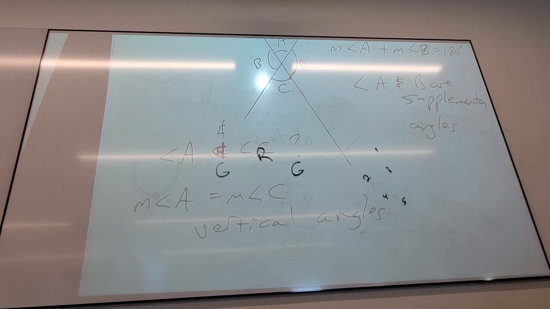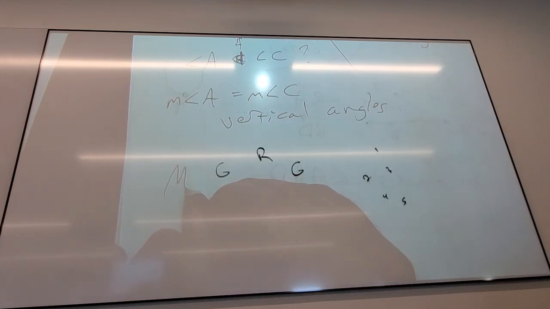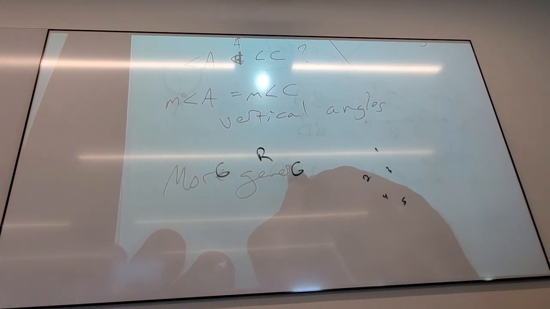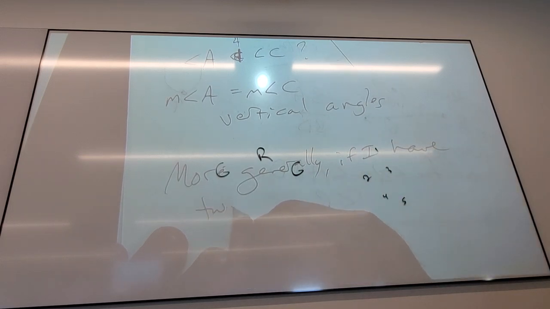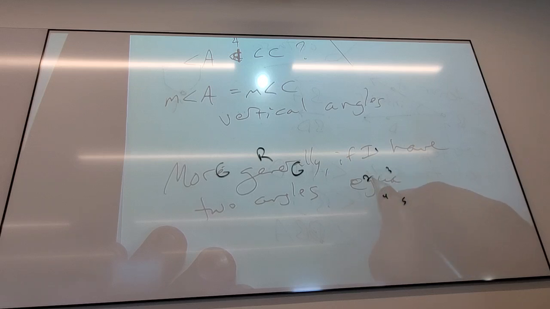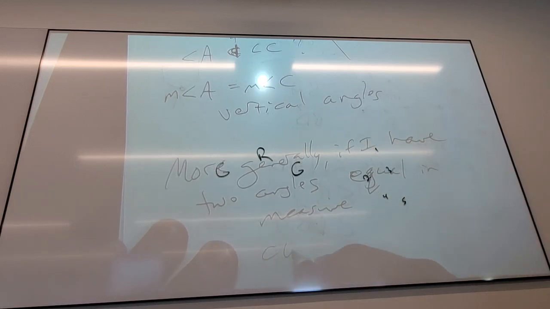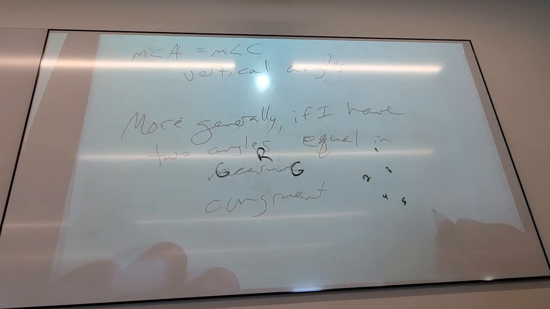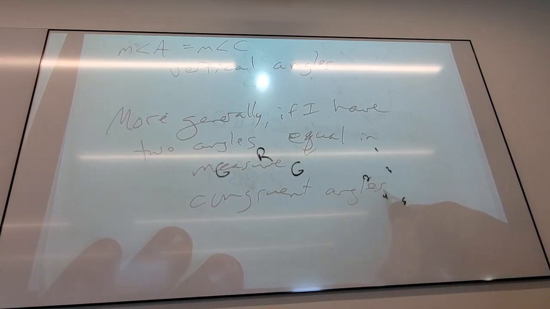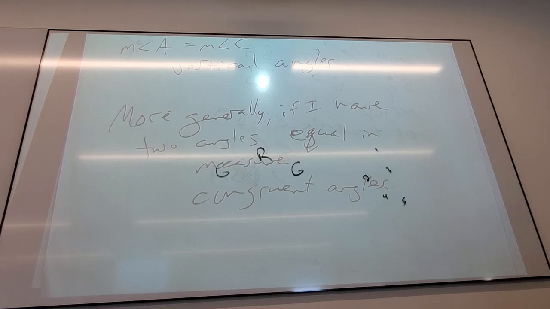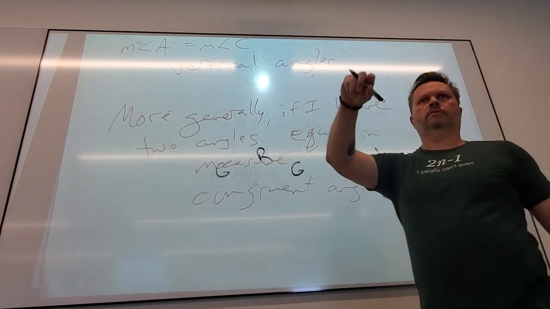In general, if I have two angles equal in measure, we call them congruent. And of course, we've seen the word congruent before, I'm pretty sure. Congruent angles. So two vertical angles are congruent, meaning they have the same measure.